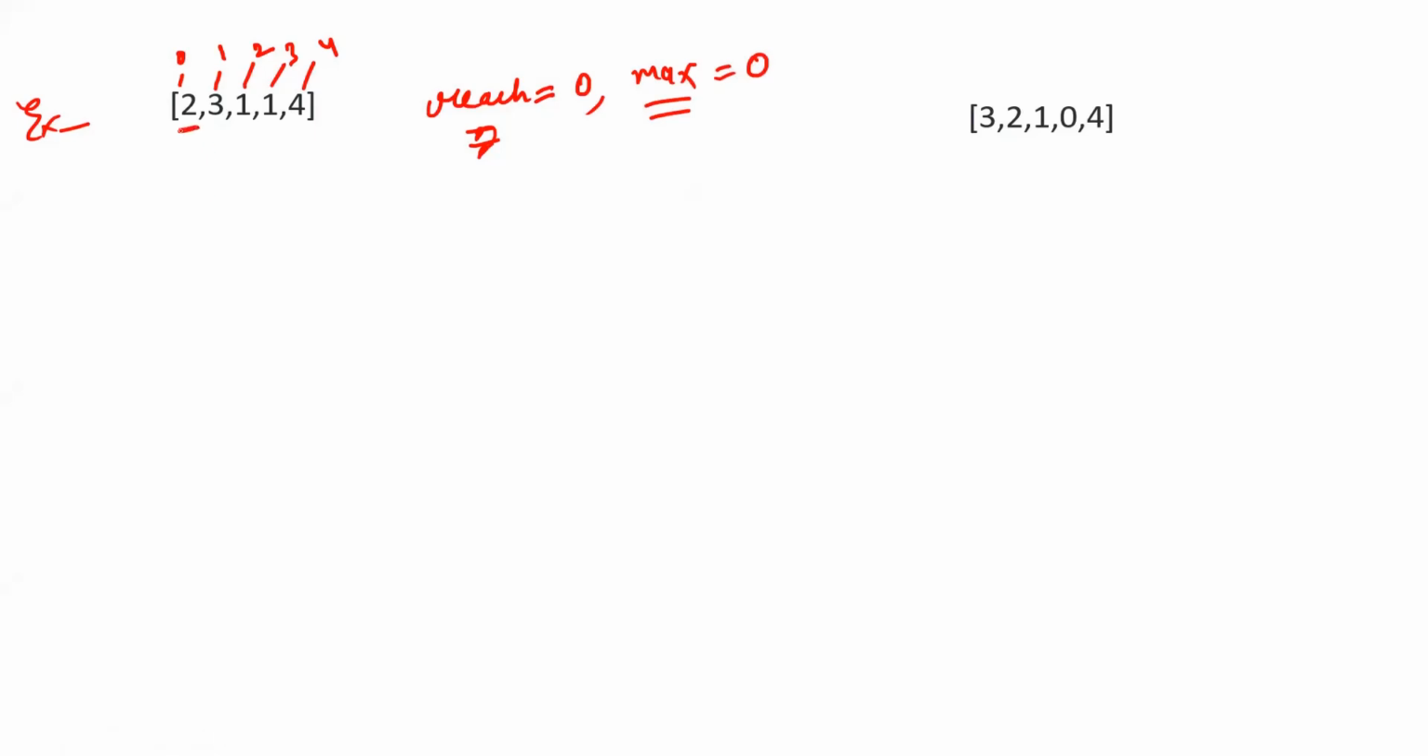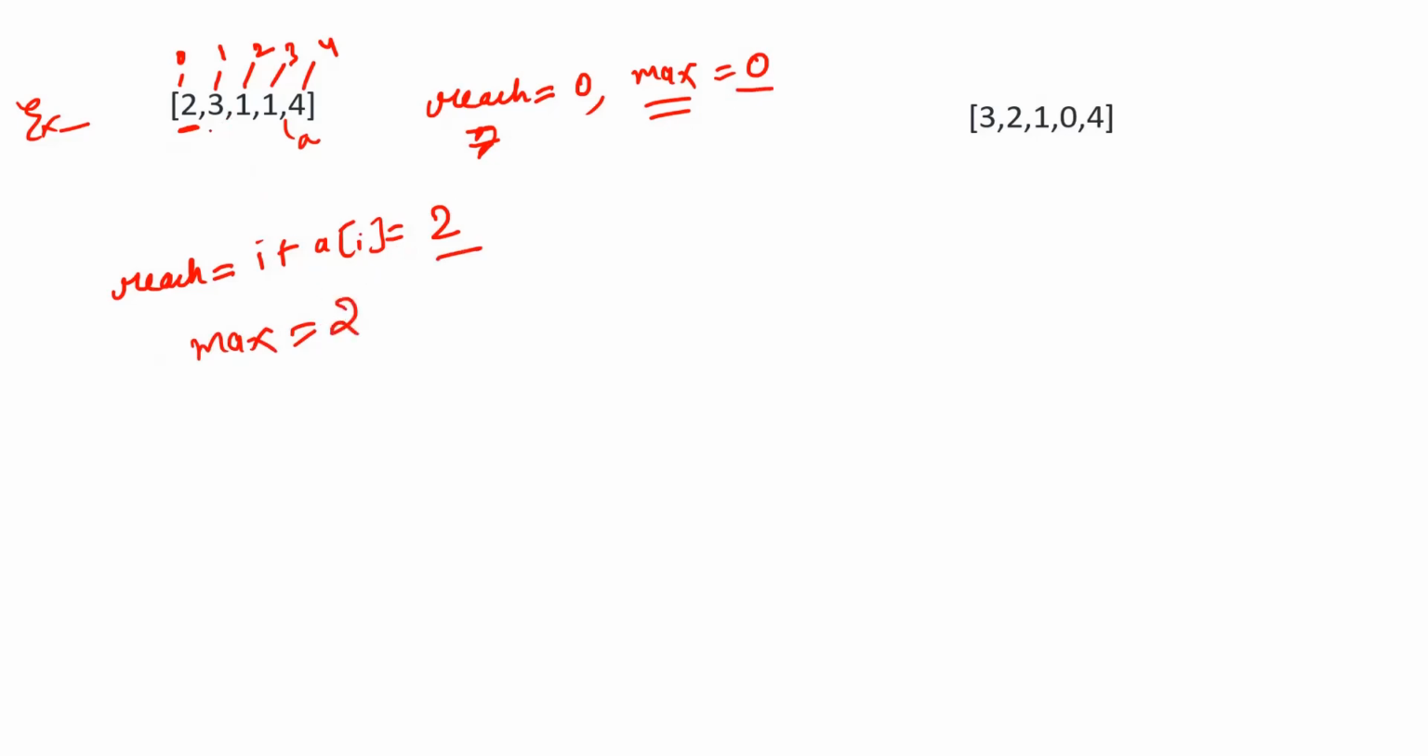So as of now, you are on this particular index, that is at the 0th index. So we'll be updating the reach value as i plus a of i. Let's suppose this is the array. So what is the value of reach now? 2. So we'll be checking if the reach value is greater than that of max, and we'll be updating the value of max as reach. As of now, max value is 0 and reach is 2, so max value will be updated to 2 now.